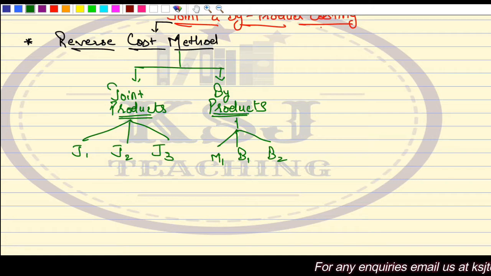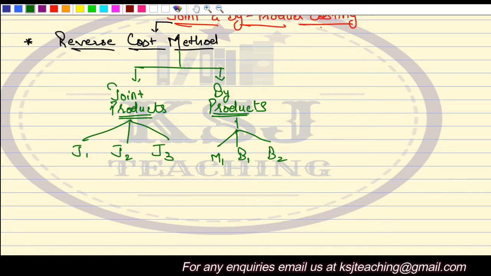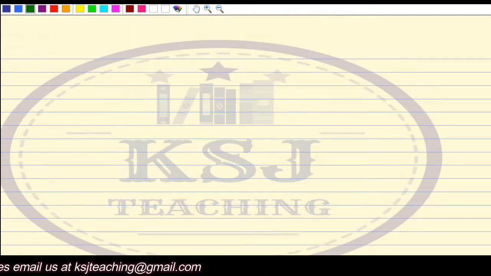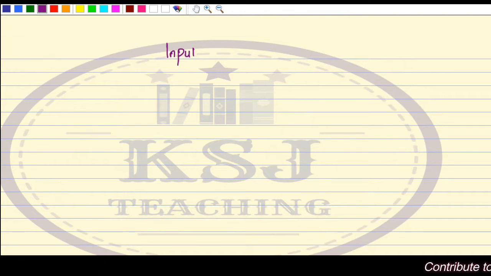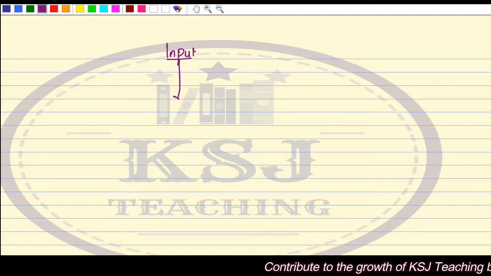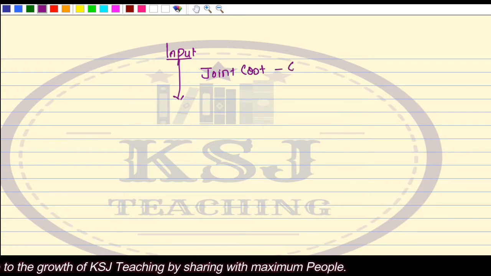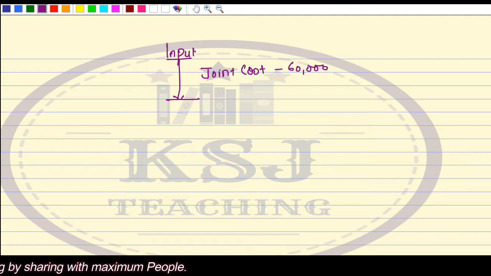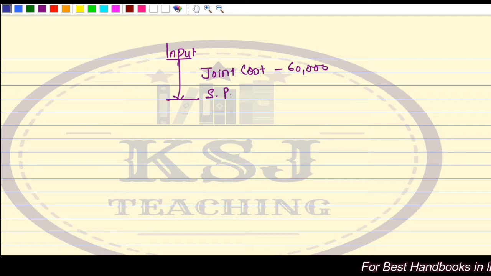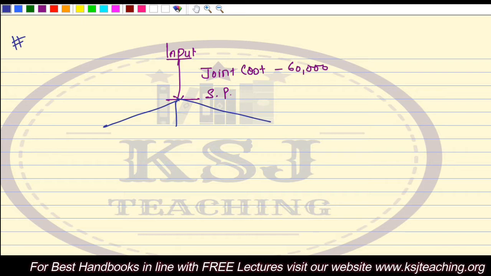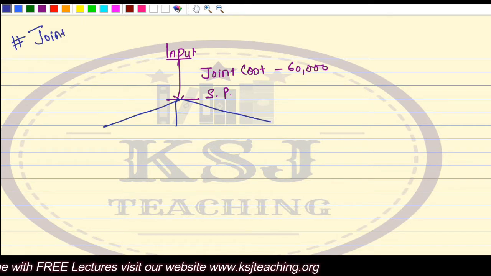Now, how to use this reverse cost method? It is important to understand what we have studied so far, the methodology we have been following, and according to that we will frame this reverse cost method. So far we have studied that first there is an input, and from that input a joint cost is incurred, say 60,000 rupees. This is your split off point. From here you get multiple products. I am first talking about the joint products, so first we will discuss the reverse cost method for the joint products.